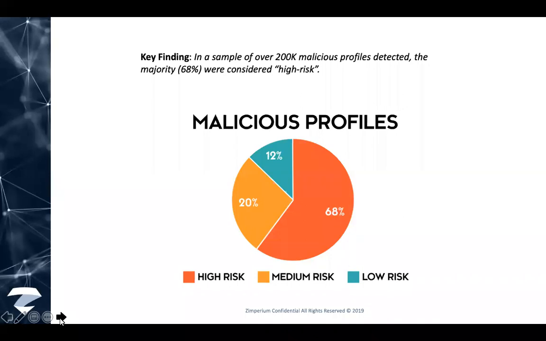In a sample of basically 200,000 of these profiles, 68% were considered high risk. And what that means is that they had immediate ability to elevate access and elevate privileges and be able to steal, deliver exploits, things on those lines. So nothing else, when you think in iOS, you need to be thinking about profiles as a concern.